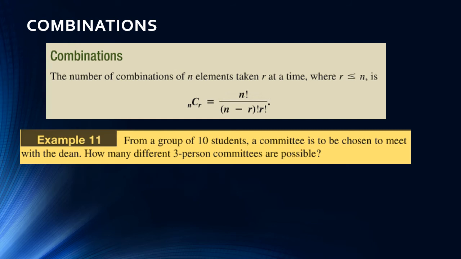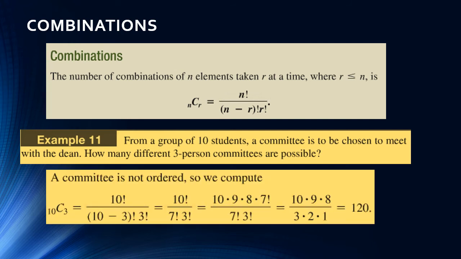From a group of 10 students, a committee is to be chosen to meet with the dean. How many different 3-person committees are possible? Now, is this a permutation or a combination? If I select Bob, Jean, and Rob for a committee, is that a different committee than if I select Rob, Bob, and Jean? Of course, the order that I select the 3 people doesn't make a different committee. So order doesn't matter. This is a combination problem. So try this in your calculator and see if you can indeed get 120, the combination of 10 things taken 3 at a time.